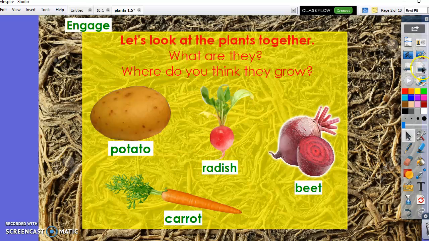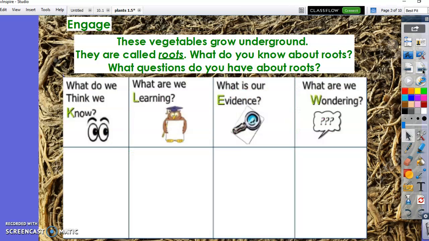Do you guys know what kind of plants these are, though? Where do they grow? I've never seen a potato plant or a carrot tree before. All of these vegetables actually grow under the ground, which is why you don't see them. They're called roots.